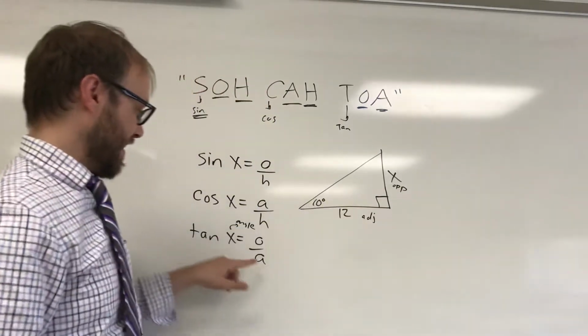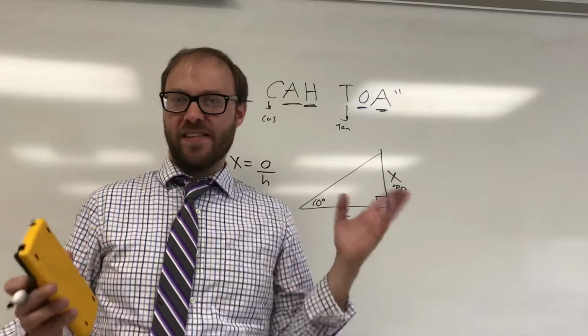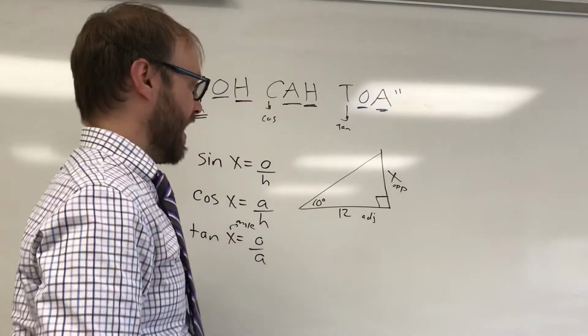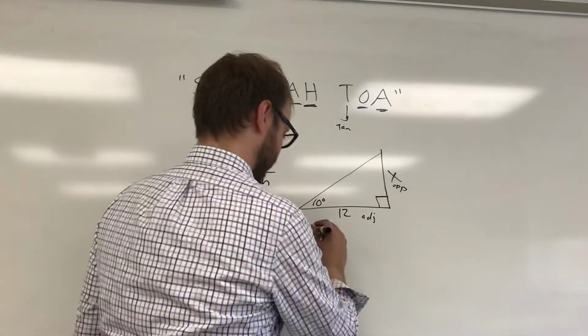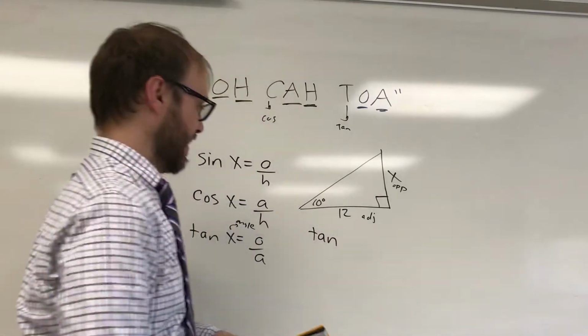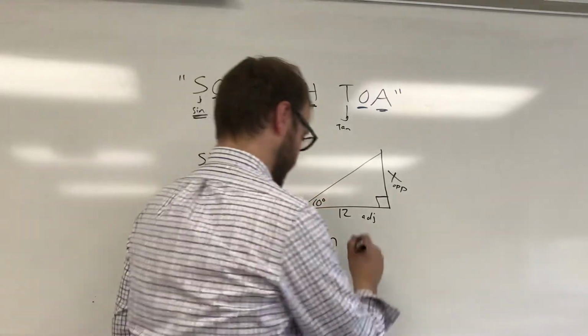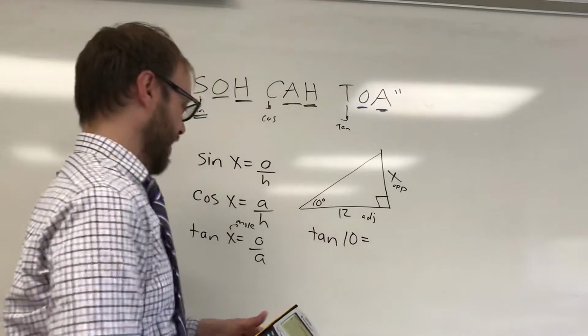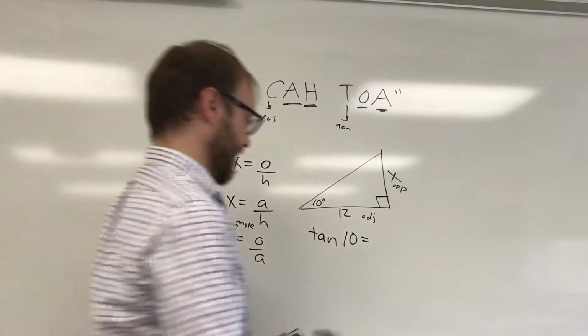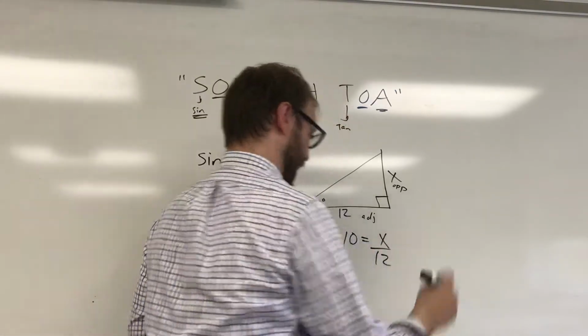Opposite and adjacent, that's the tangent rule, okay? This is actually the same setup as the previous question. So you take the sine, cosine, or tangent of the angle measure, and that's going to be equal to the opposite side over the adjacent side, which is going to be x over 12, okay?